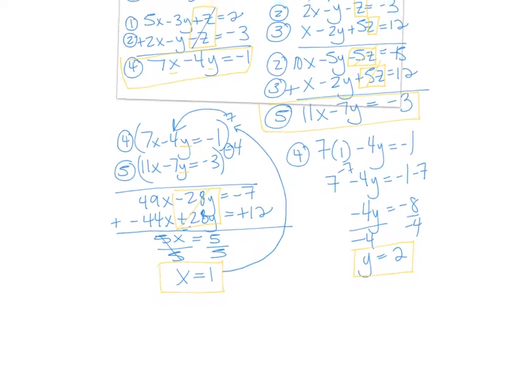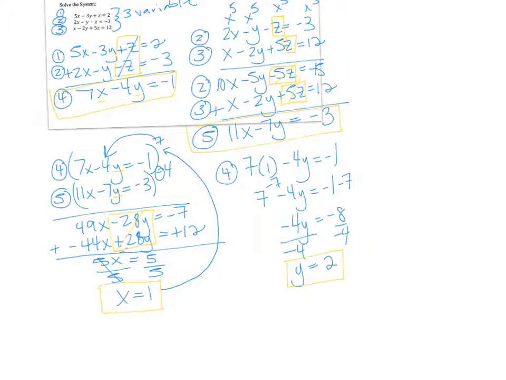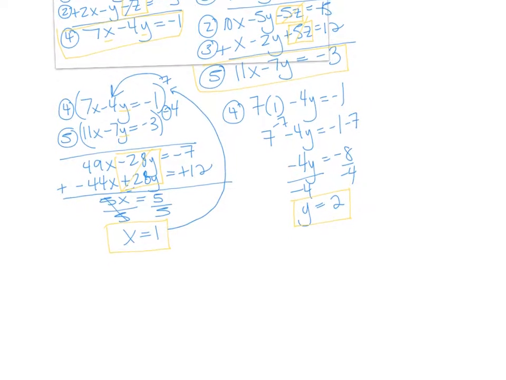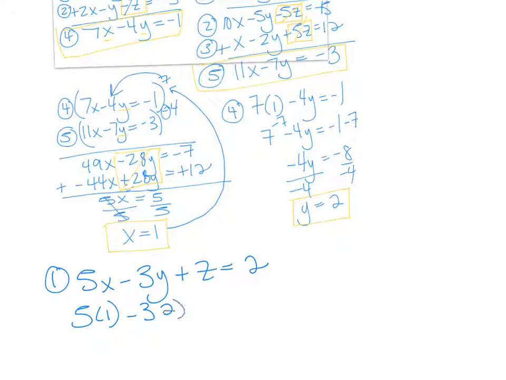Now my last step is to zoom out a little bit and take my new x value and my y value and substitute it into my first equation to solve for z. So I'm going to give myself a little bit of room. And I'm going to take my first equation, 5x minus 3y plus z equals 2. I'm going to substitute 1 in for x and 2 in for y, and then I can solve for z.